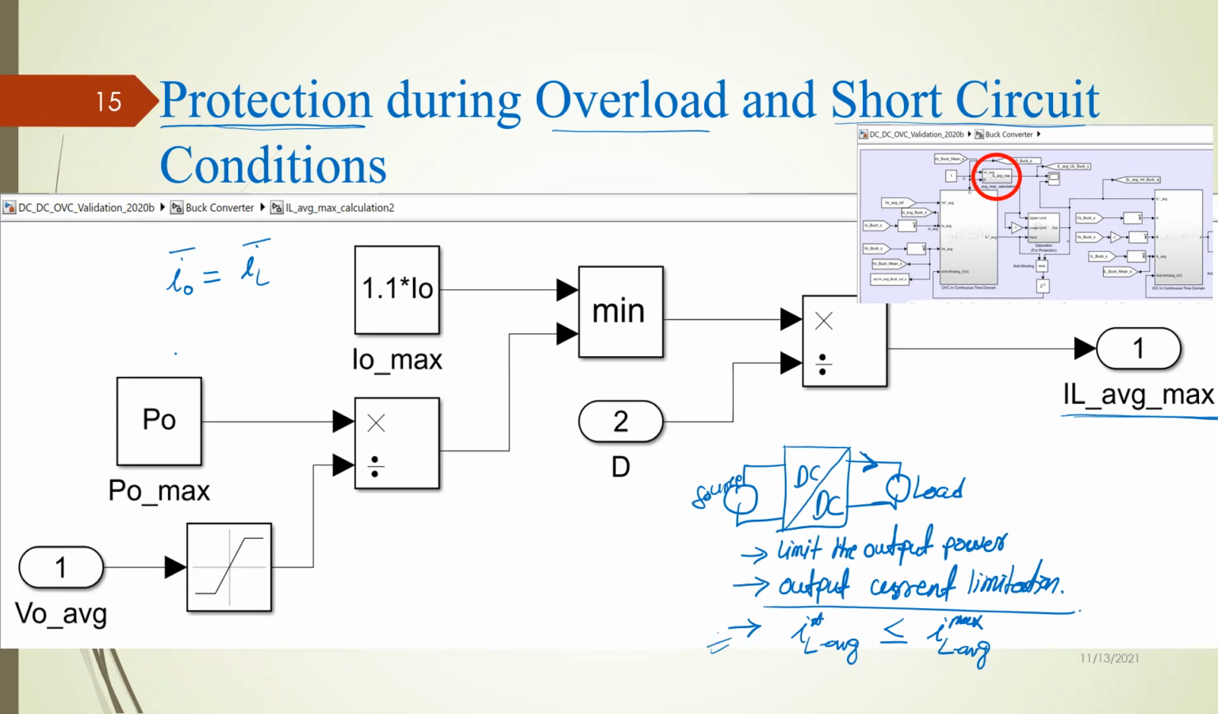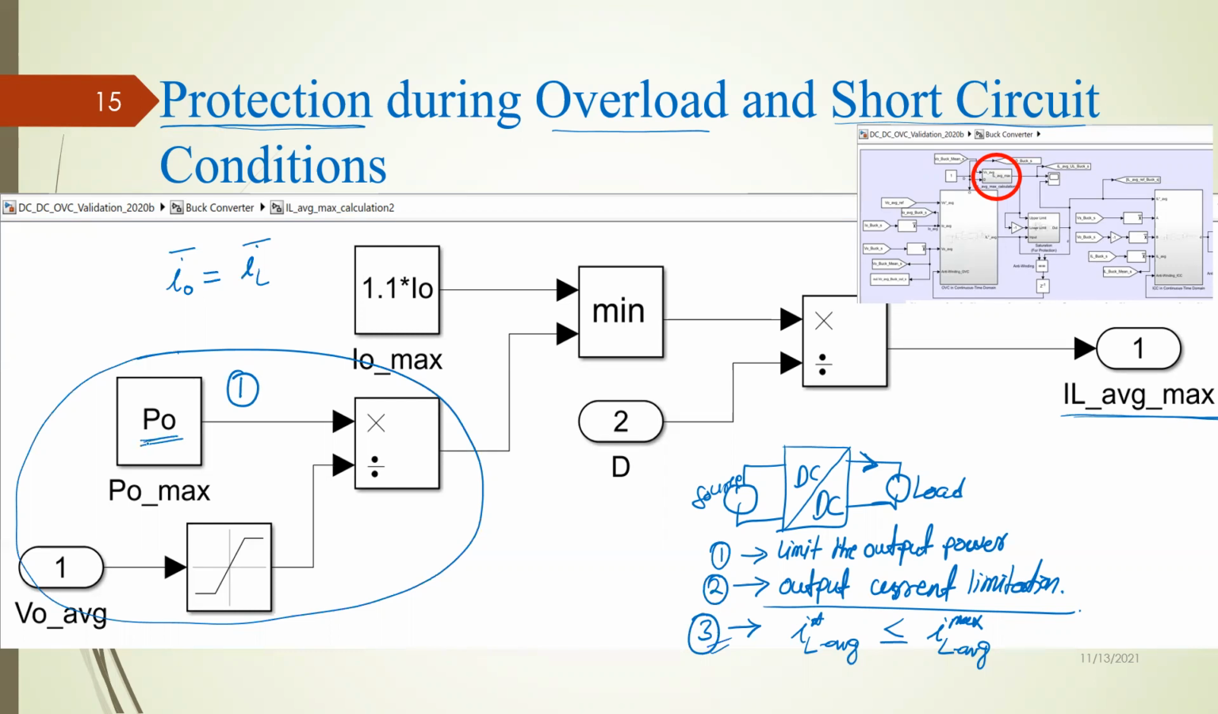So this is the first step. Let's name them: this is 1, 2, and 3. This is the first part, where we would like to limit our power. This is our power setting. You can keep this power at any value you want. I have kept it at the rated power, but you can make it half the rated power.